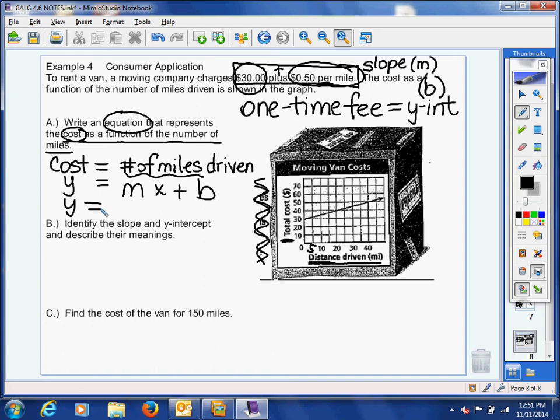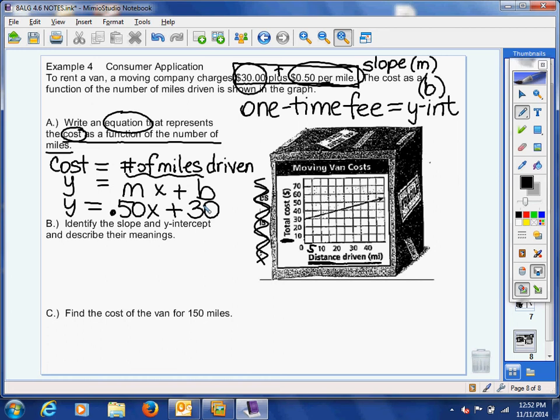My slope, my rate, is 50 cents per mile. So there's that 50 cents, 0.50 in front of the x, because x is number of miles, plus my $30 flat rate. That's what I'm going to pay before I even drive the very first mile in that van. Okay? If you have questions about how to write the equation, let's talk about this more in class tomorrow.